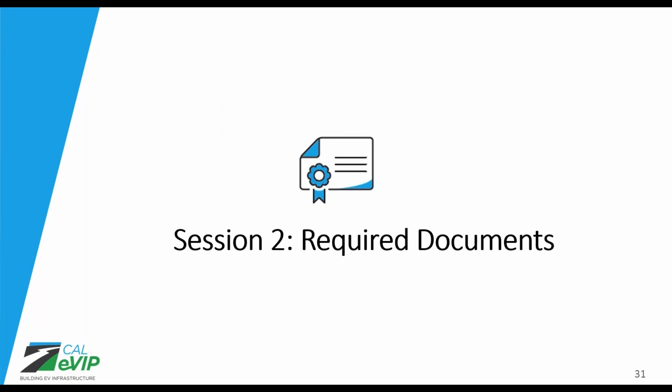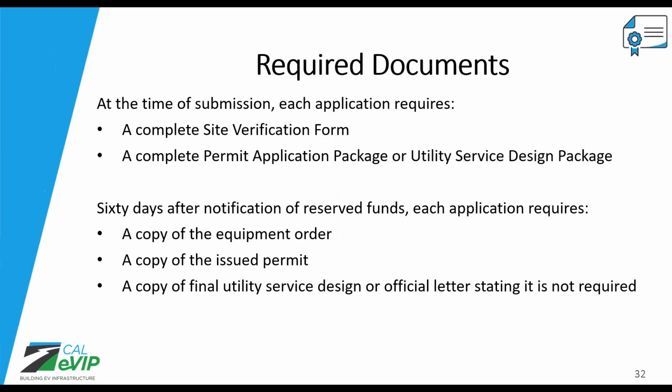Thanks, Alvin. For session 2, we are going to jump into what documents are required at the time of application, as well as throughout your Cali VIP installation project. So at the time of submission, as Alvin already mentioned, every single application will require submission of a completed site verification form and a complete permit application package or utility service design package. I'm going to dive deeper into both of these documents in a moment.